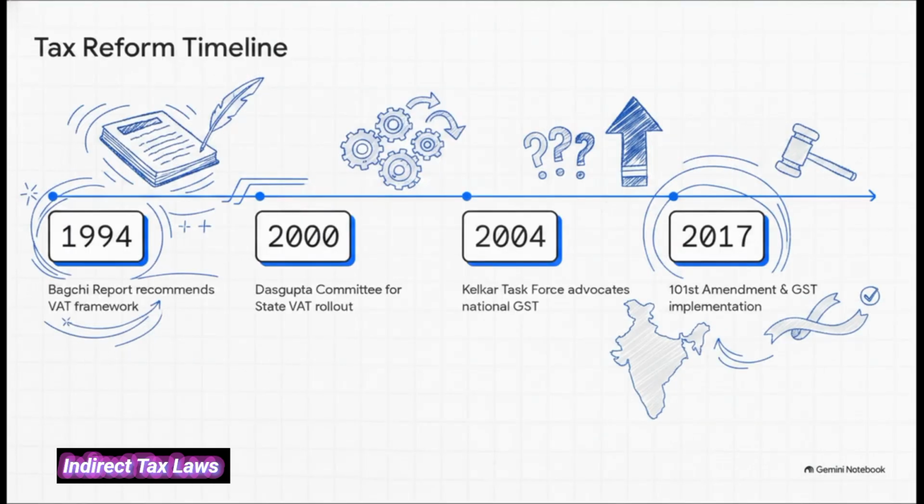But getting to that golden rule, it wasn't an overnight thing. It was this epic, multi-decade statutory journey. We're talking starting way back in 1994 with the Bagchi Report laying the groundwork for that, then moving through the Dasgupta Committee in 2000 and the Kelkar Task Force in 2004, which boldly pushed for a national GST. All of this finally culminated in the monumental 101st Constitutional Amendment and the historic GST rollout on July 1, 2017.